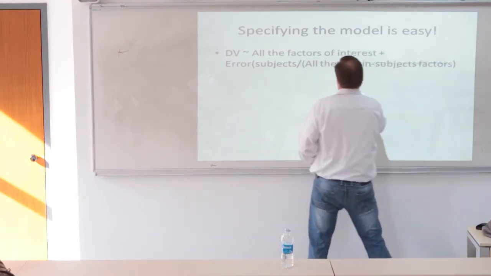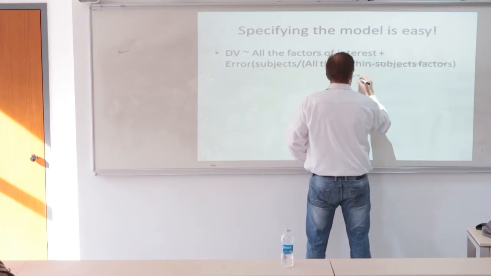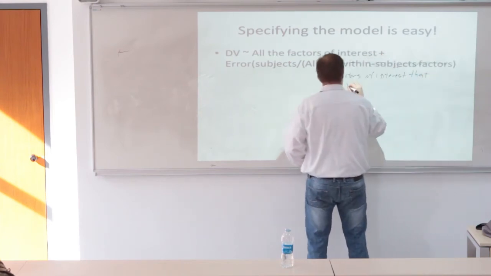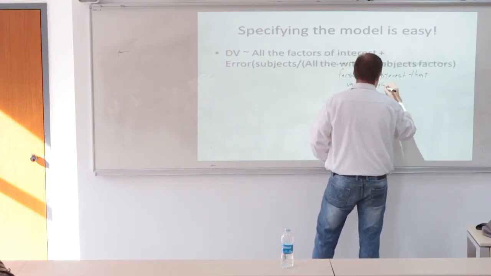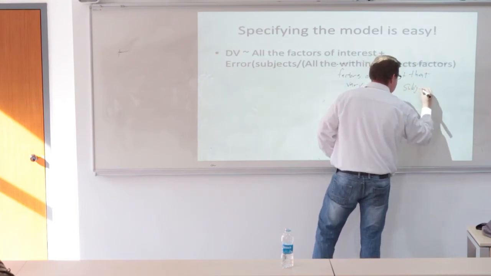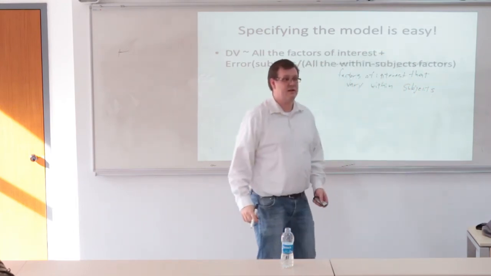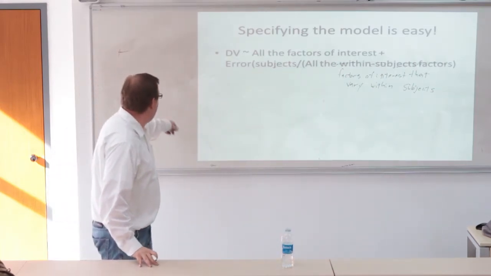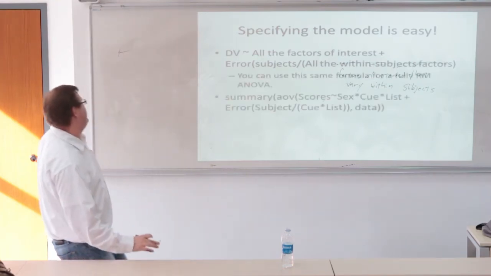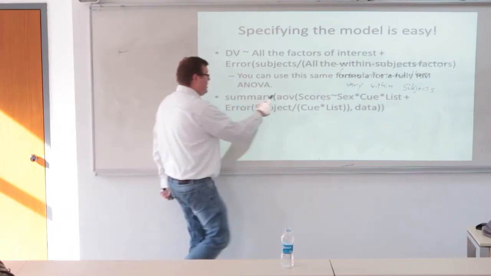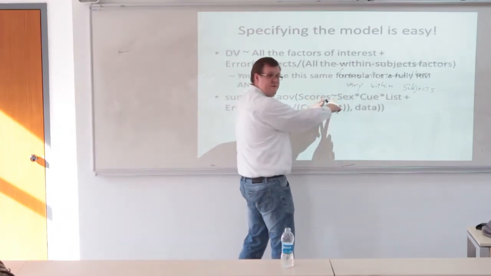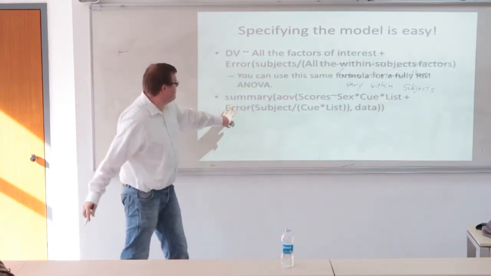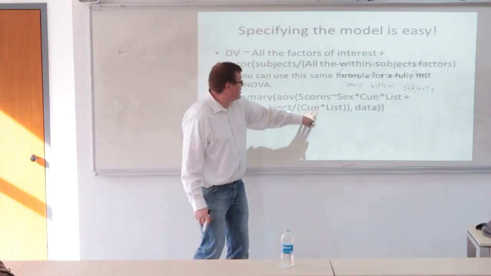All the factors of interest that vary within subjects. So we want to write 6 here. Yes. So we will write sex in the beginning, but not in the list. Let's see. Yes! That's it. Summary, AOV, scores as a function of sex times Q times list, plus the error, which is subject, nested in Q and list.